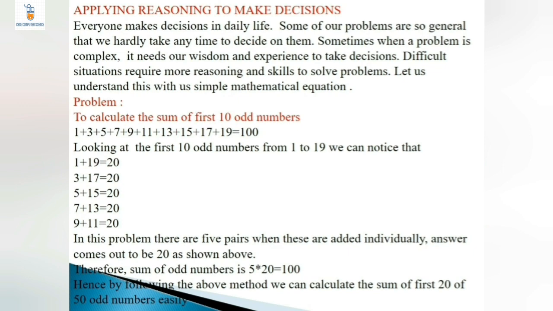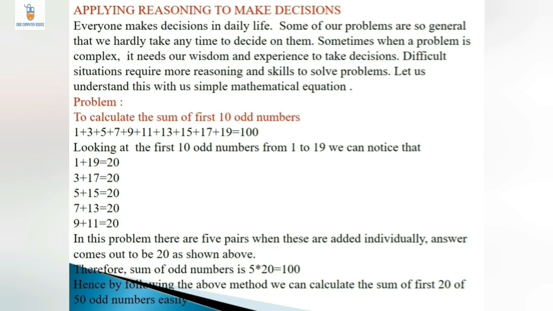So everyone makes decisions in daily life. Some of our problems are so general that we hardly take any time to decide on them. Sometimes when a problem is complex, it needs our wisdom and experience to take decisions. So difficult situations require more reasoning and skills to solve the problems. So let us understand this with a simple mathematical equation.